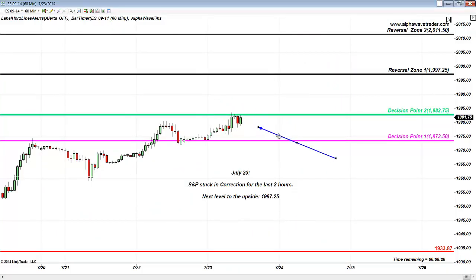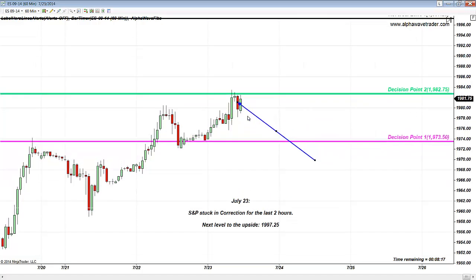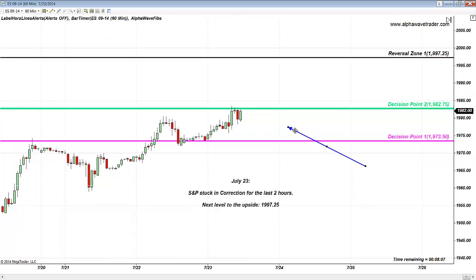Take a look at the levels on S&P. S&P had been stuck in correction for the last 3 hours, as it's trying so hard to break through this level. You can take a look at how powerful these levels of resistance are. This was the end of the minor trend on hourly at 1973.50. This is the second level, and if this level is broken, S&P is heading to 1997. And that is a very, very critical and very important area. Next level on S&P.